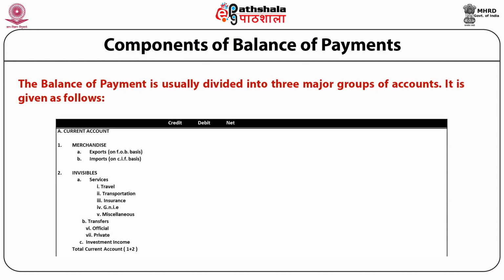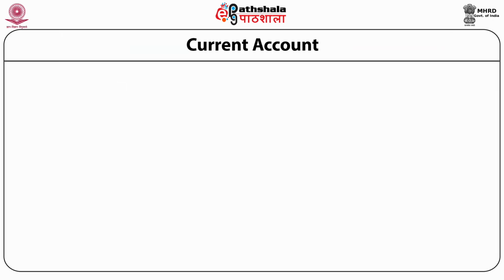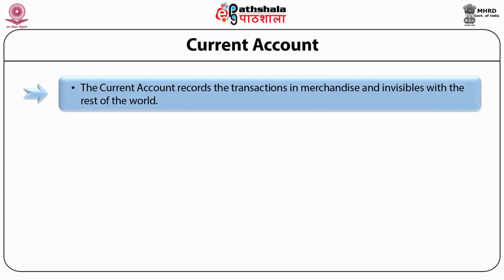Let us discuss now the components of balance of payments. The balance of payment is usually divided into three major groups of accounts given in the tabular form. Current account. The current account records the transactions in merchandise and invisibles with the rest of the world.